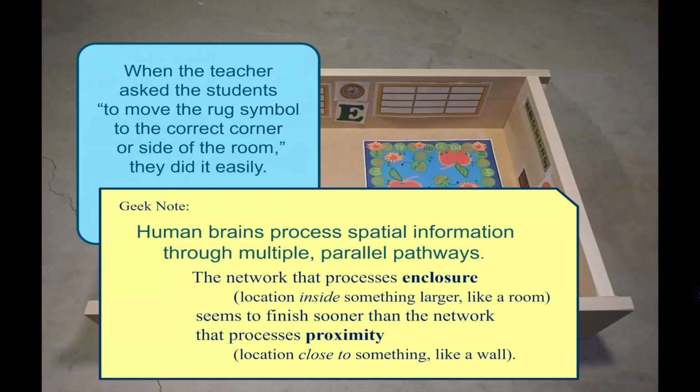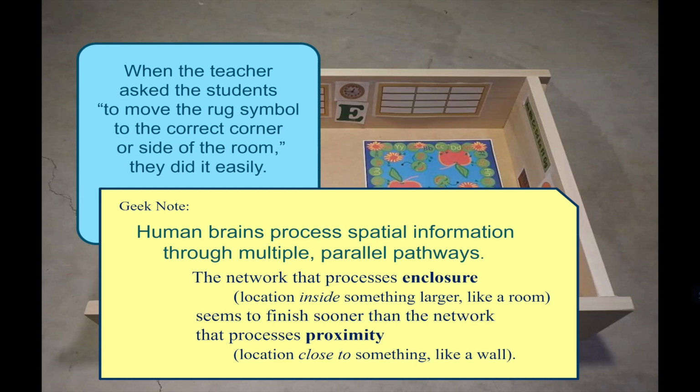This is where I put in a couple geek notes. Human brains process geographic information through multiple parallel pathways. And the network in your brain that processes the idea of enclosure, something's inside something else, like a room, that network seems to finish about half a second sooner than the network that processes proximity. And those students, when that first network had finished its job, thought they had answered the question.